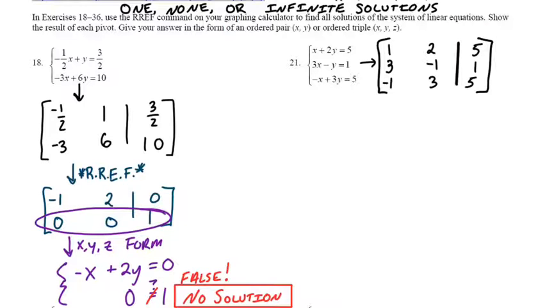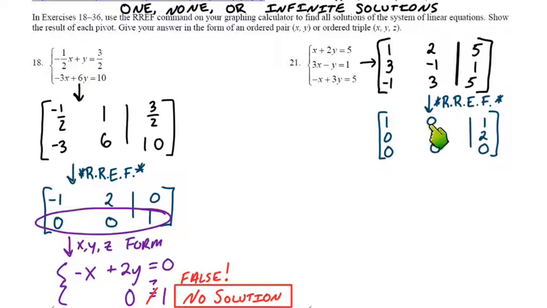Reach for my trusty TI-84. I'm going to run the RREF command on this matrix, which is a 3 by 3. And the resulting RREF matrix looks something like this. So I've got 1, 0, 1, 0, 1, 2, and then zeros in the final row there, which does seem a bit odd.